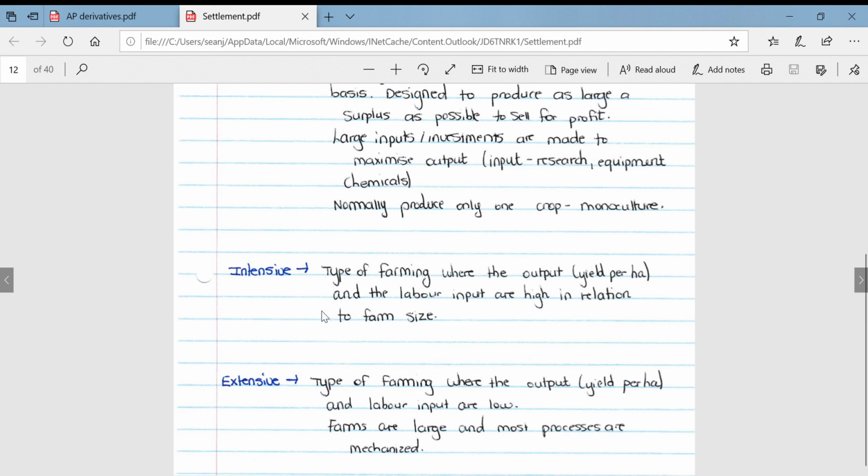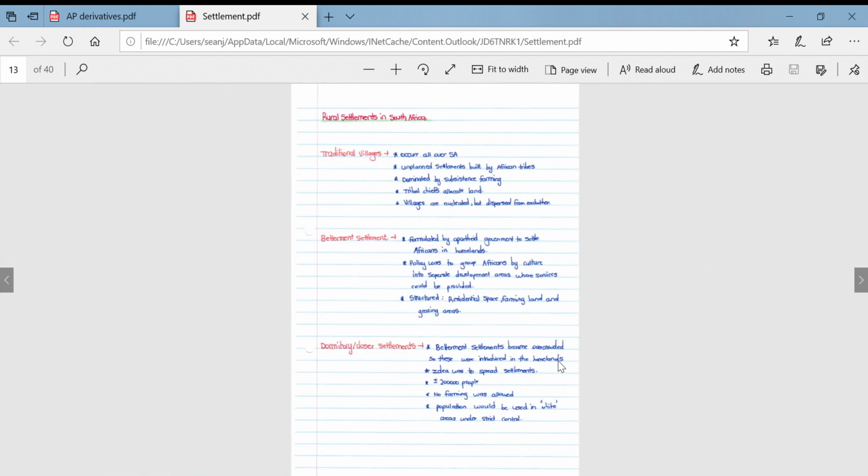Looking at intensive farming, a type of farming where the output or the yield per hectare and the labor input are high in relation to the farm size. If we look at extensive farming, the type of farming where the output or yield per hectare and labor input are low. Farms are often large, which is easy to remember because extensive looks at that largeness, and most processes are mechanized.